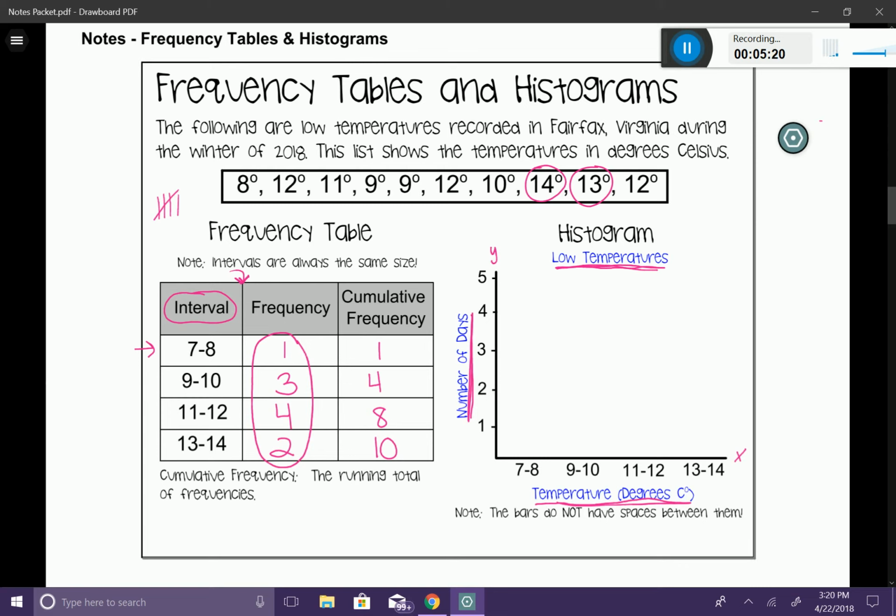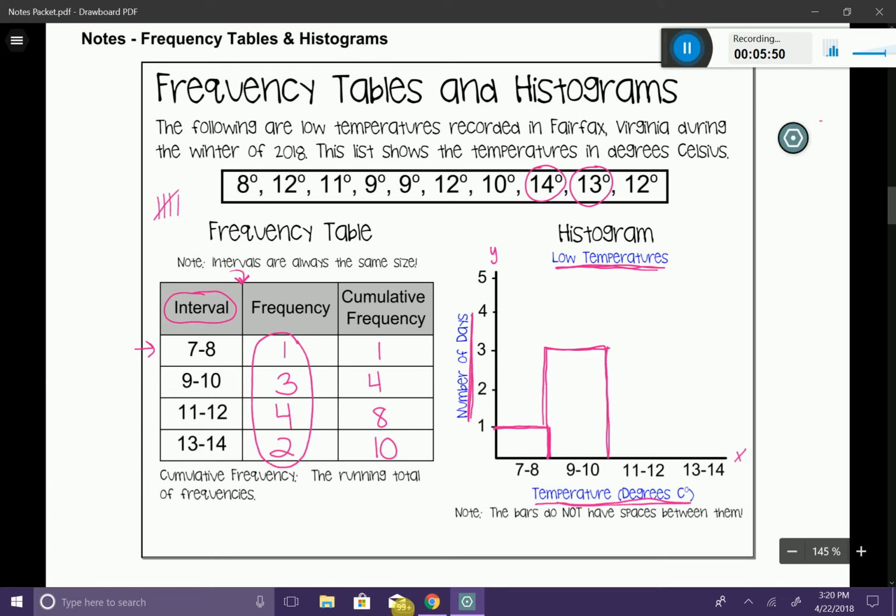All right, let's look at the interval 7 and 8. We said that we had a frequency of 1. Therefore, I'm going to create this little bar that looks just like this. And that is going to be my bar that's going to represent the intervals 7 and 8 and has a frequency of 1. Then I'm going to move to 9 and 10. 9 and 10 has 3, so I'm going to go up all the way to 3. I'm going to draw my bar. And I'm going to draw him down, trying to draw it as straight as possible.